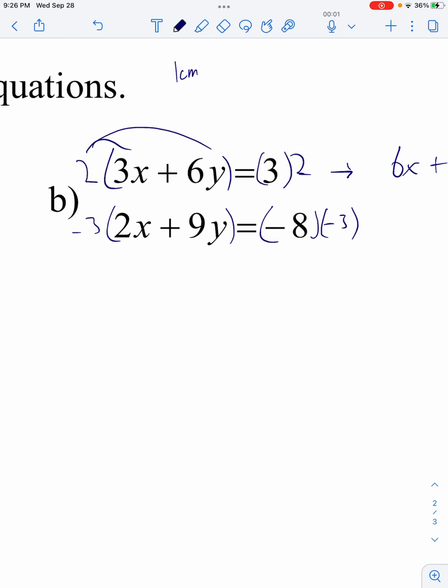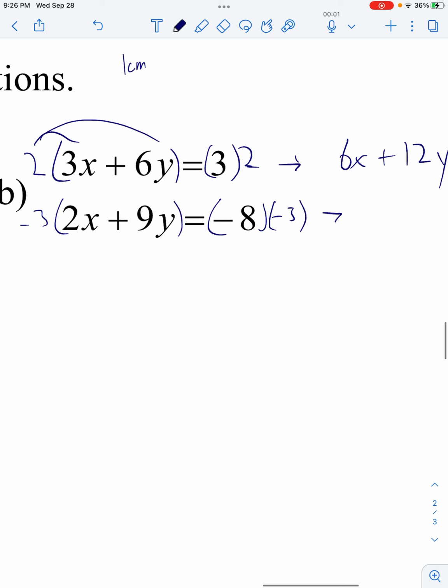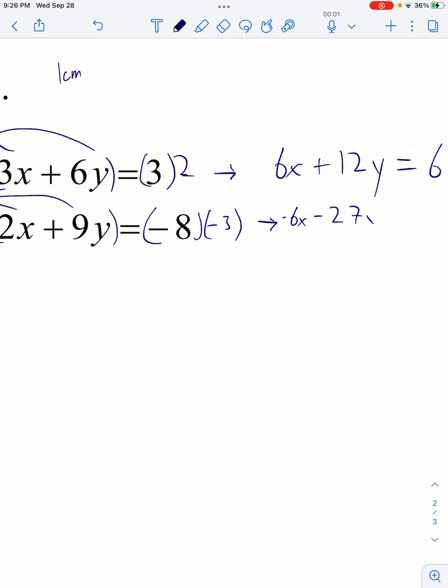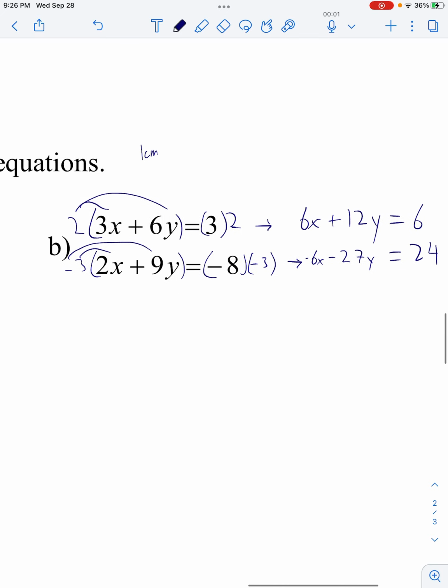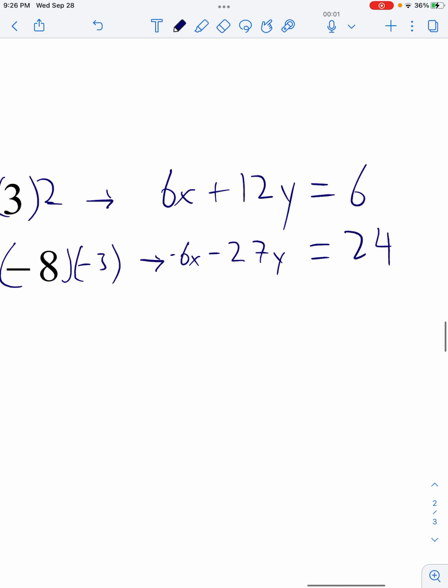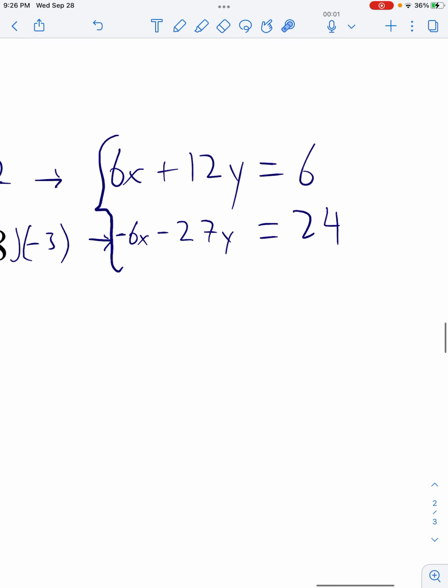That's going to give me negative 6x minus 27y equals, negative 8 times negative 3 is going to be 24. So I multiplied both sides of both equations by my number. You might have been wondering, well, Mr. Rushko, why are you doing that? I did that so that when I add these two equations together, my x's are going to cancel. So let me add these together real quick.